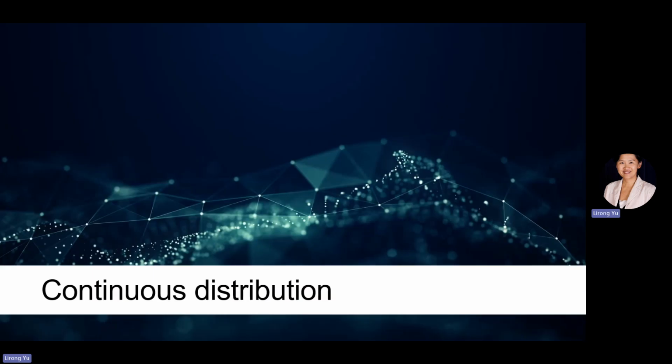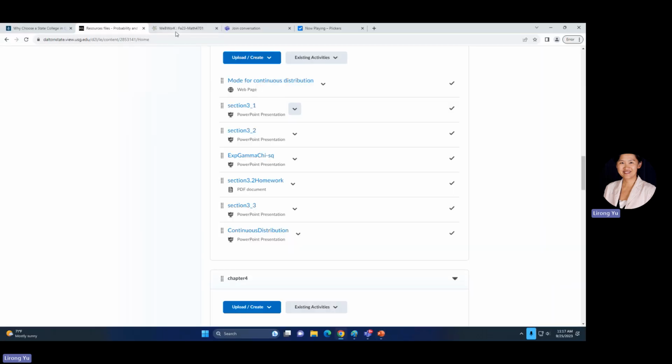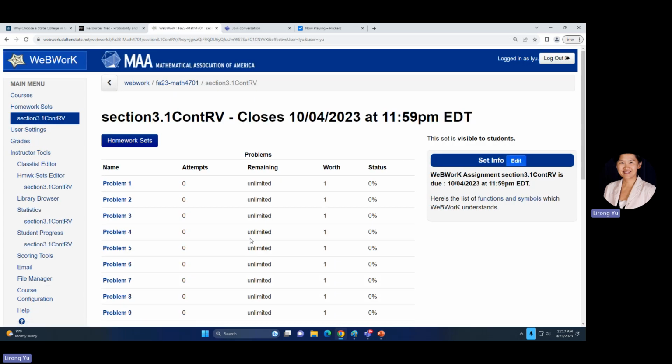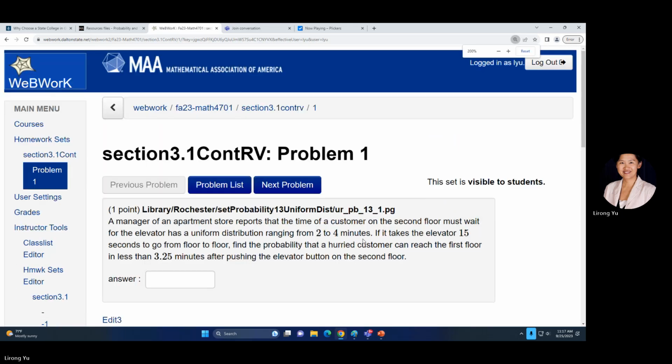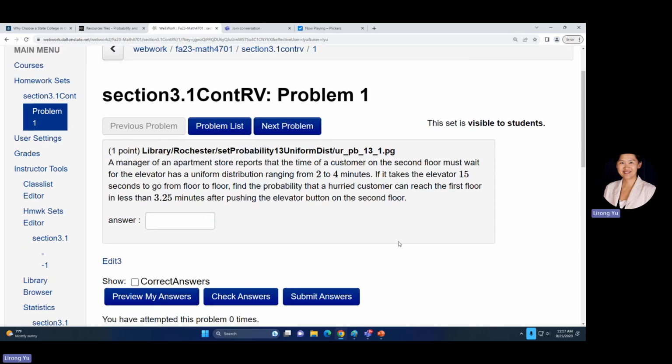All right, so we're going to look at an example rather than start with the definition. I'm going to start with the first question in the homework. This is a question about uniform distribution. It says a manager of a department store reports that the time a customer on the second floor must wait for the elevator has a uniform distribution ranging from 2 to 4 minutes. So this is a waiting time. Suppose you're on the second floor, you push the button and wait for the elevator to come up. So the waiting time can be from 2 minutes to 4 minutes.